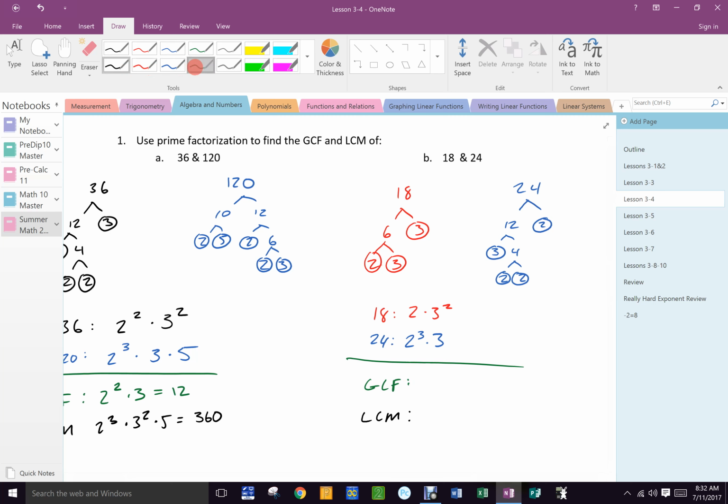So, what's my GCF? What's common to both of them? How many 2's? 1, 2. How many 3's? 1, so the answer is 6. Now count everything once. How many 2's do I need? 3 of them. How many 3's do I need? 2 of them. To get 8 times 9, which is 72.